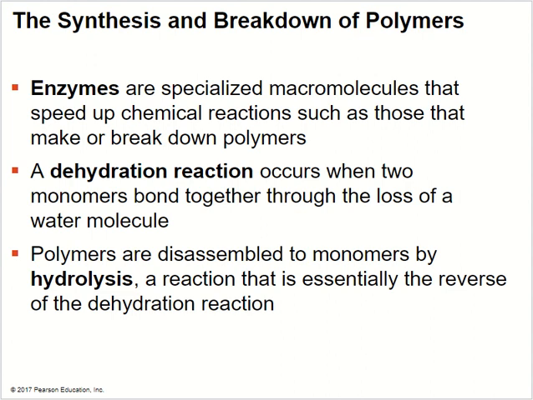A dehydration reaction occurs when 2 monomers are chemically bound together through the loss of a water molecule. A way of looking at this is one monomer loses an OH, the other monomer loses an H, so that a chemical bond forms between those 2 monomers, and then the OH and H come together to form a water molecule that leaves.